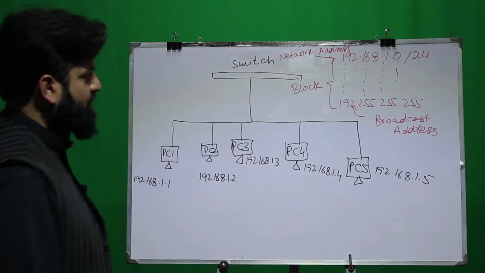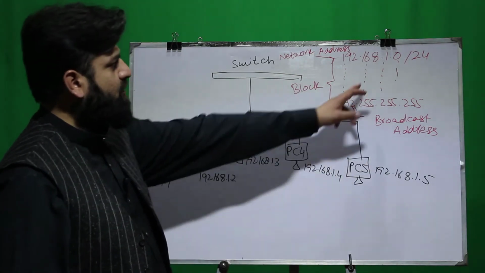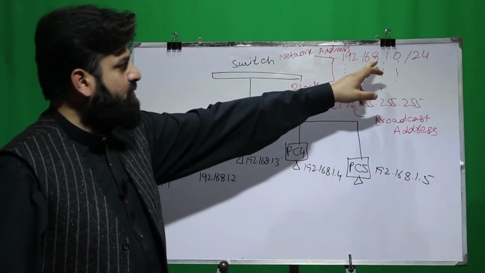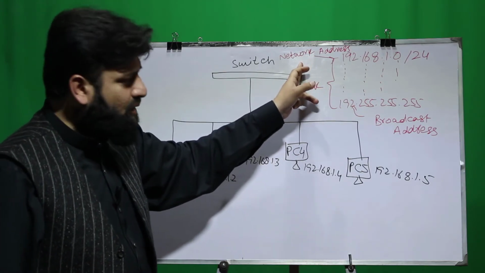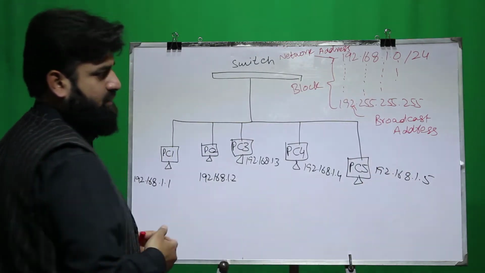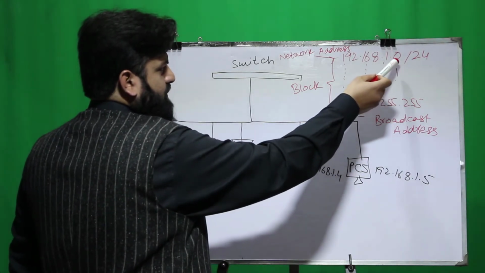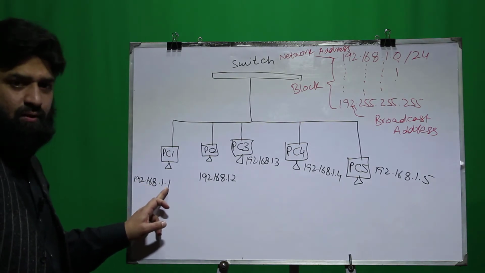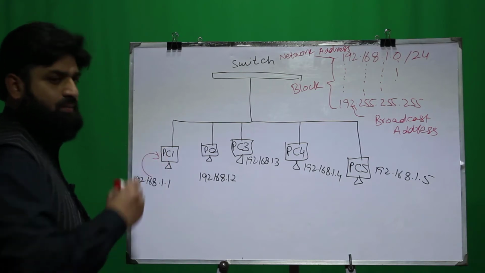The very first address of this block, we can call it a block as well, will be called the network address. It is called the network address because it refers to this local area network. The next IP coming after the network address will be 192.168.1.1. We assigned this IP address to PC1.